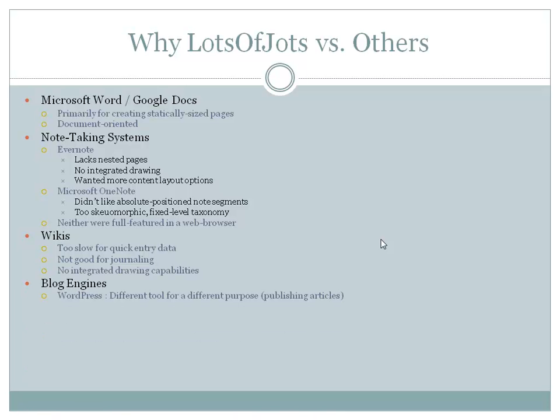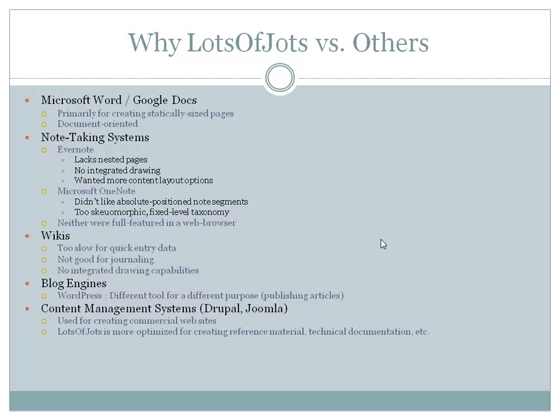And if we look at blog engines, there's some similarities between LotsOfJots and a blog engine. If you use, for example, WordPress. But WordPress is really a different tool for a different purpose. It's really about publishing articles. And then if we look at content management systems, these are really large, complex systems that typically are outside the realm of something that a business user would use. They're used for creating commercial websites. LotsOfJots is really more optimized for creating reference material, technical documentation, that kind of thing. You wouldn't use LotsOfJots to create a commercial website. So although there may be some overlap in the way content is managed in a system like LotsOfJots, it may be similar to something like Drupal or Joomla content management systems, but they're really used and optimized for different purposes.